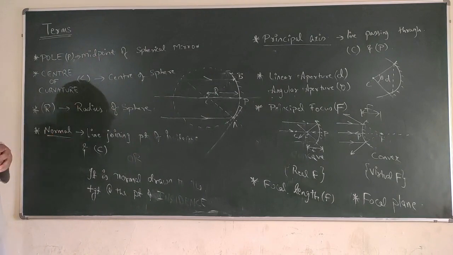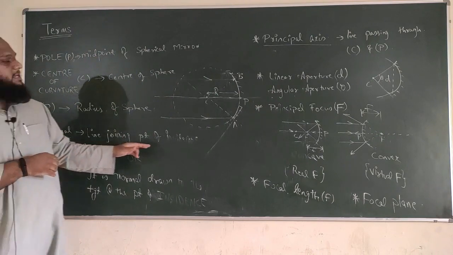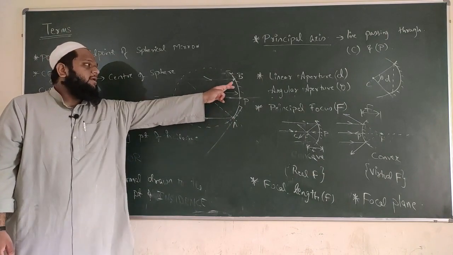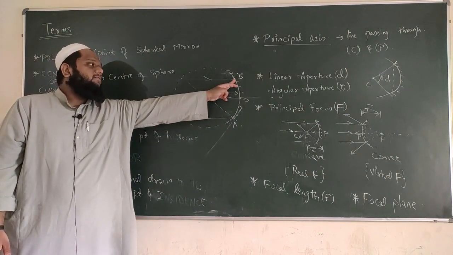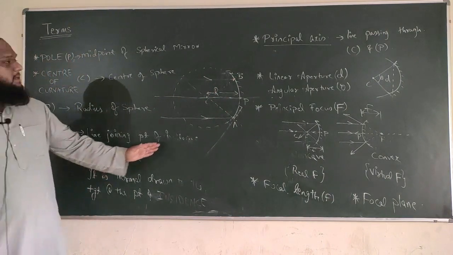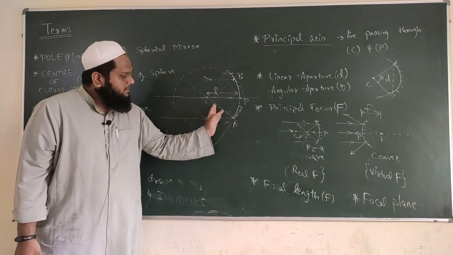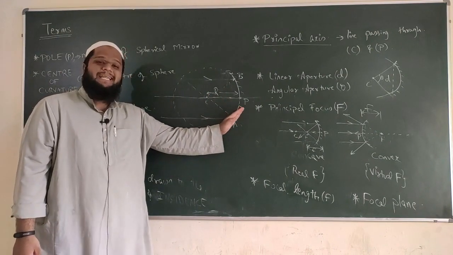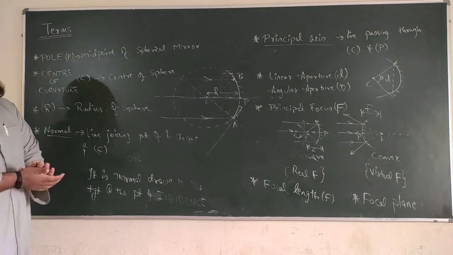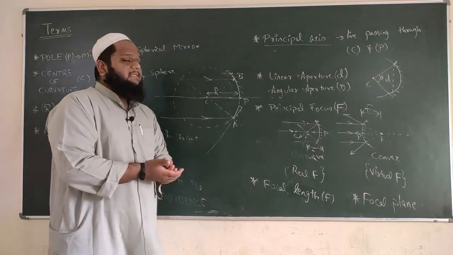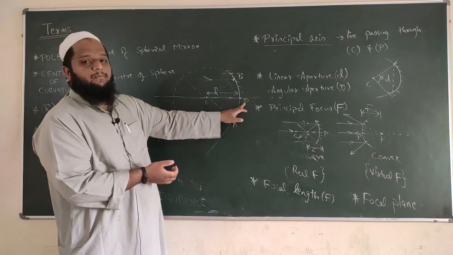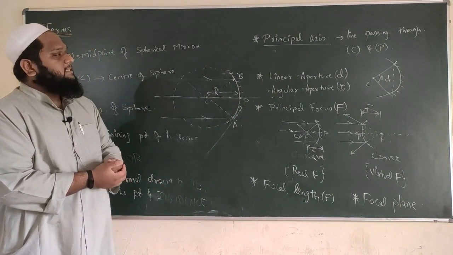Coming to the next one, normal. Normal is the line joining the point of incidence and the center of curvature. Or it is the normal drawn to the tangent at the point of incidence. So this is your normal. Coming to the next one, principal axis. Principal axis is the line joining the center of curvature and the pole. That is your principal axis.